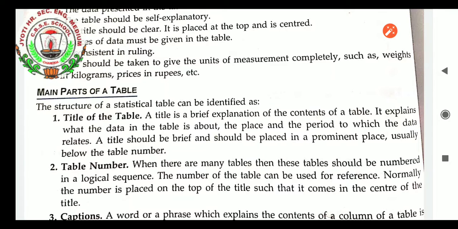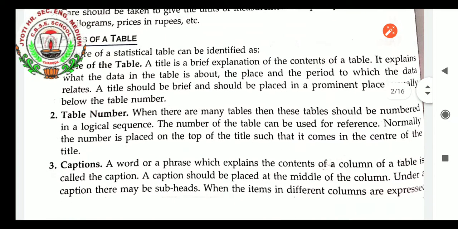Main parts of a table, when we talk, student, there are the following main parts of a table. Very first must be the title of the table. For what topic we are making the table, that must be presented on the top. A title is a brief explanation of the contents of a table. It explains what the data in the table is about, the place and the period to which the data relates. A title should be brief and should be placed in a prominent place, usually below the table number.